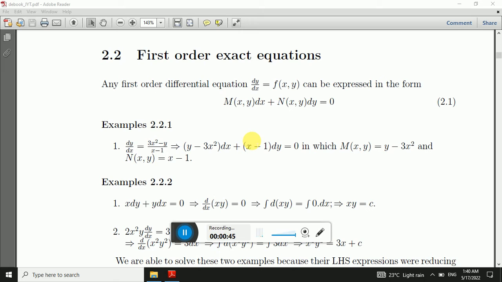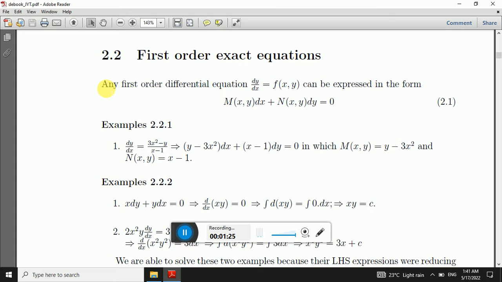Okay, now in today's video, I want us to look at what we call first order exact equations. At the moment, at least you know what a first order differential equation is. But the new term which I'm seeing in this case is the word exact. So what exactly does it mean? No worries, you're going to understand what it means.